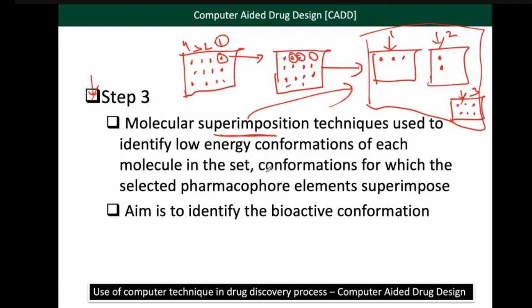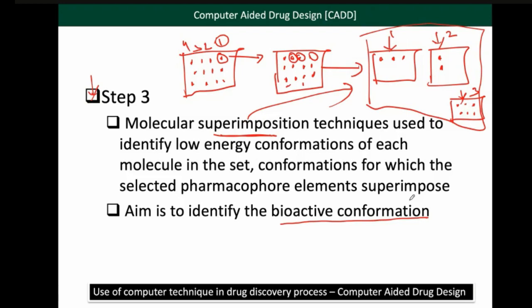Okay, so why do we do this molecular superimposition? This is the principle used for finding the bioactive conformation. Once you complete step 3, it will tell you which conformation is the bioactive conformation. This is the actual question which I asked you, right? So how will you find out the bioactive conformation?